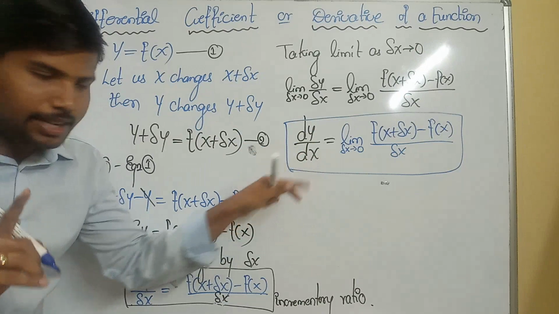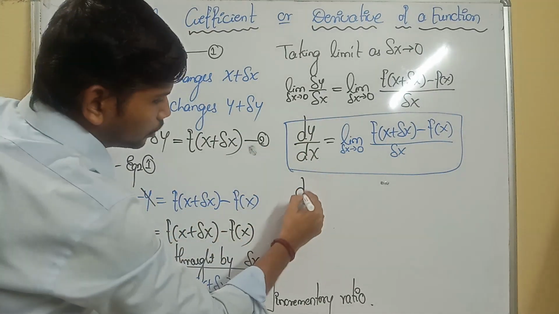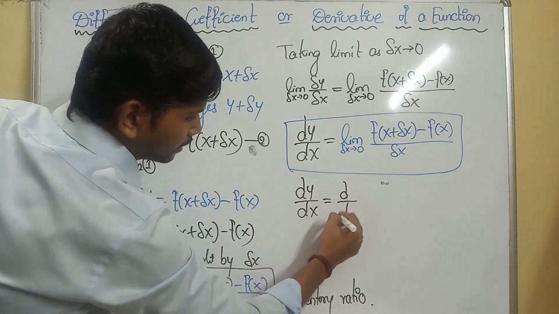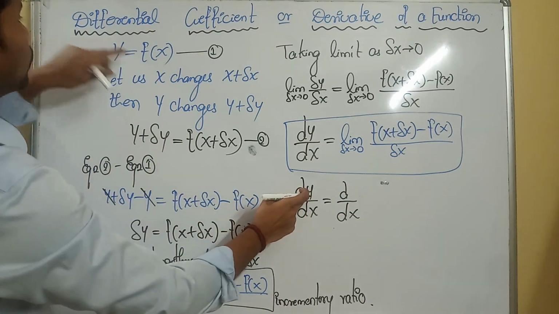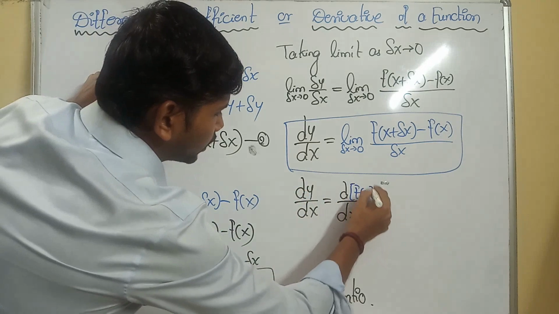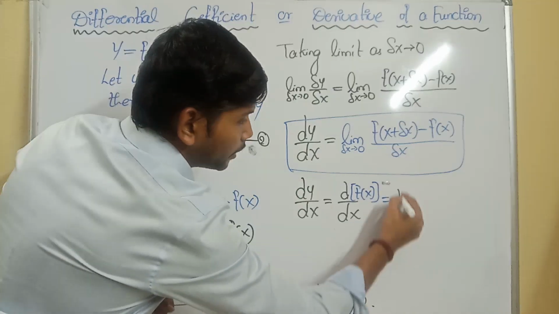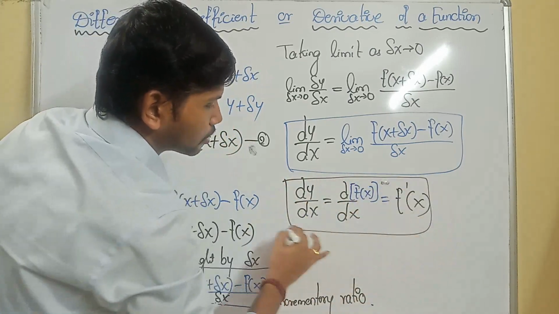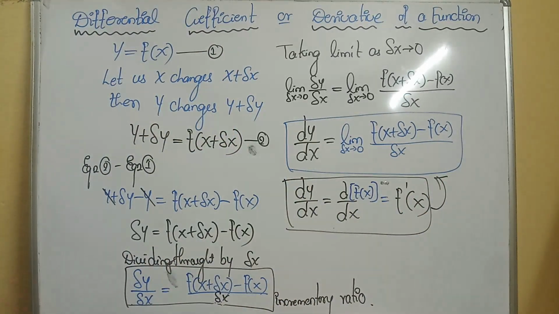We can denote this dy by dx in this manner also: d by dx of y, where y is nothing but f of x. Sometimes we write the derivative of f of x as f dash of x. These are the notations for the derivative of the function. Getting my point clearly? Is it okay?